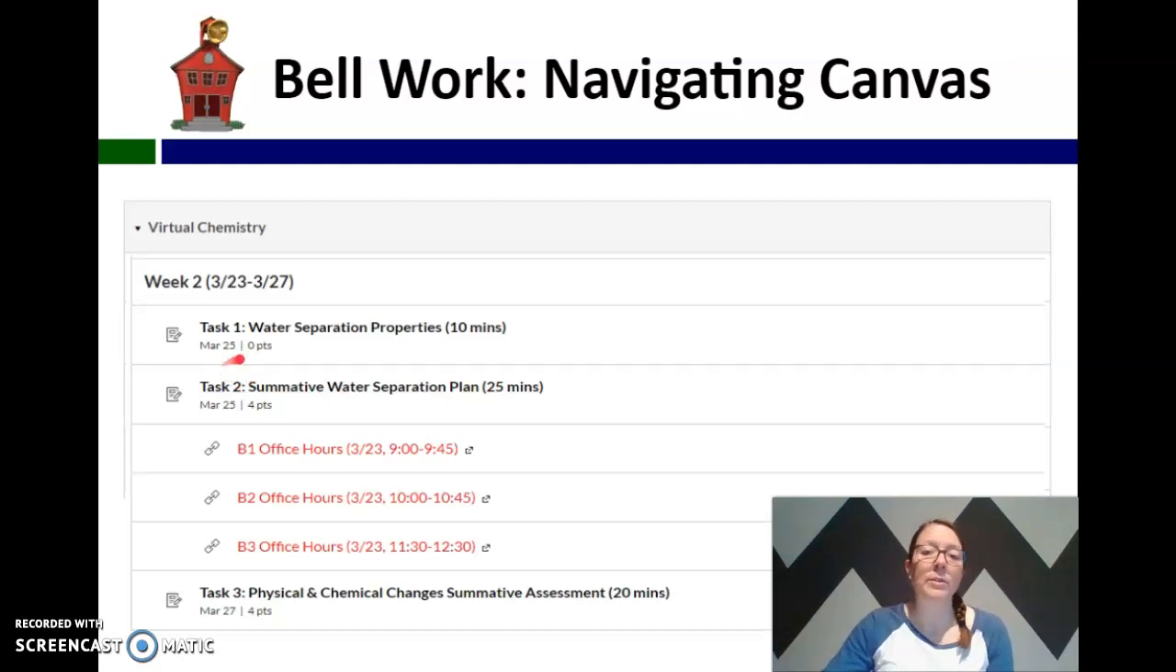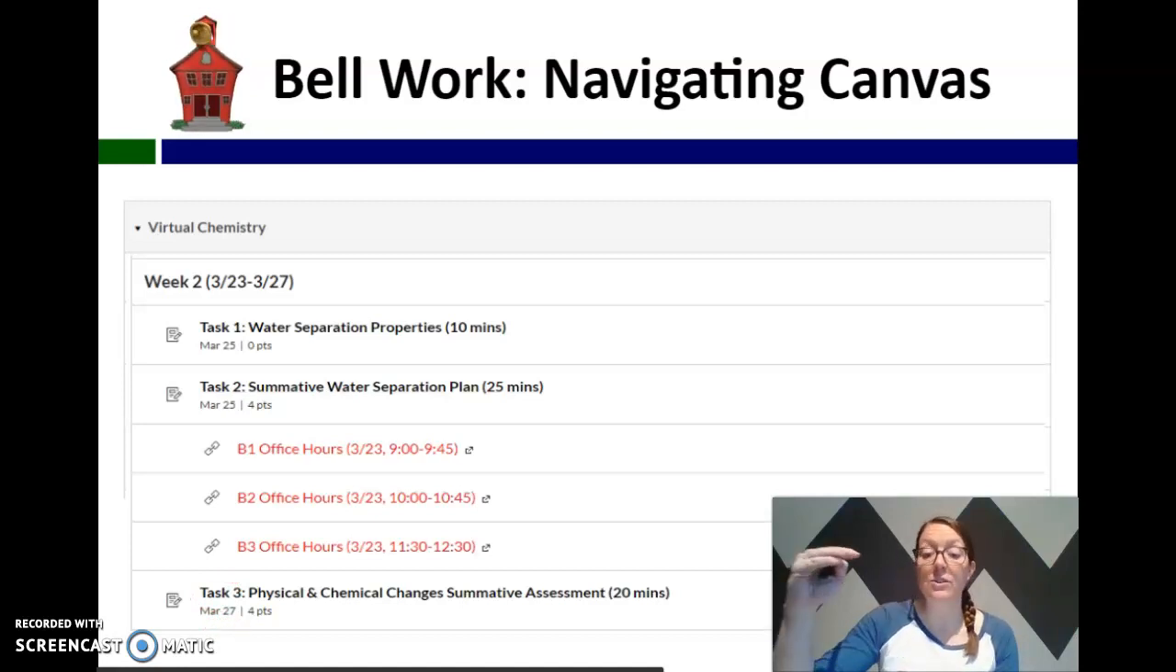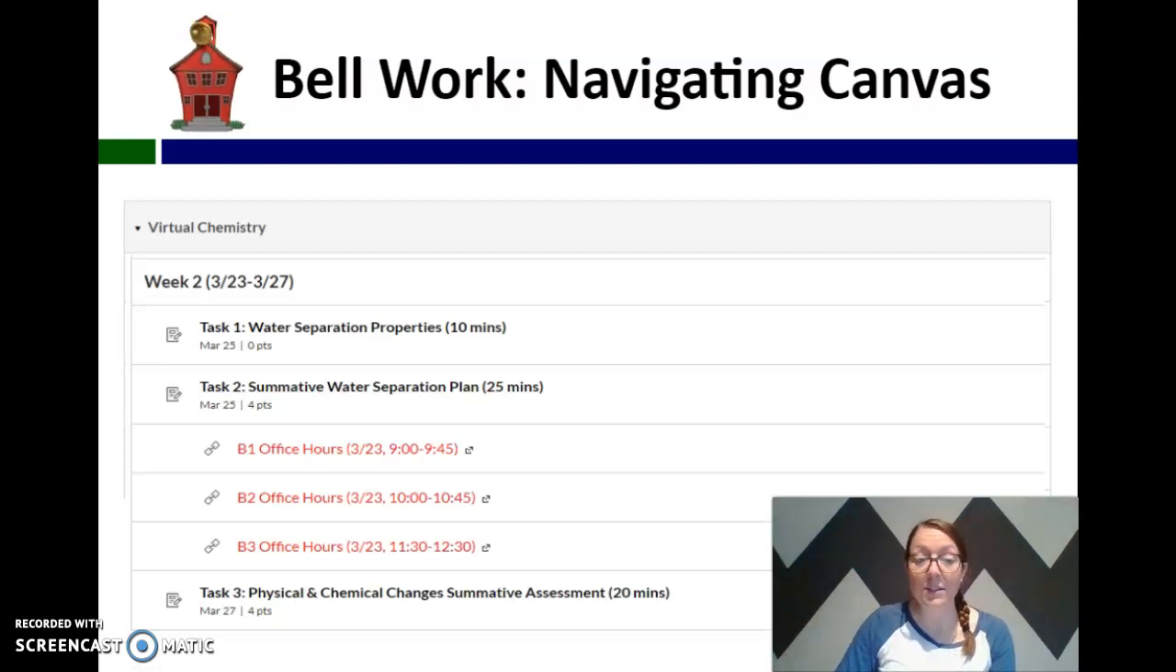So for example, B1, your due date would have been 8:17 a.m. on the 25th, because that's when your class begins. And then notice task 3 for this week is due Friday, and again, Friday at the start of each of your particular classes of chemistry. So that's how things are organized within Canvas.